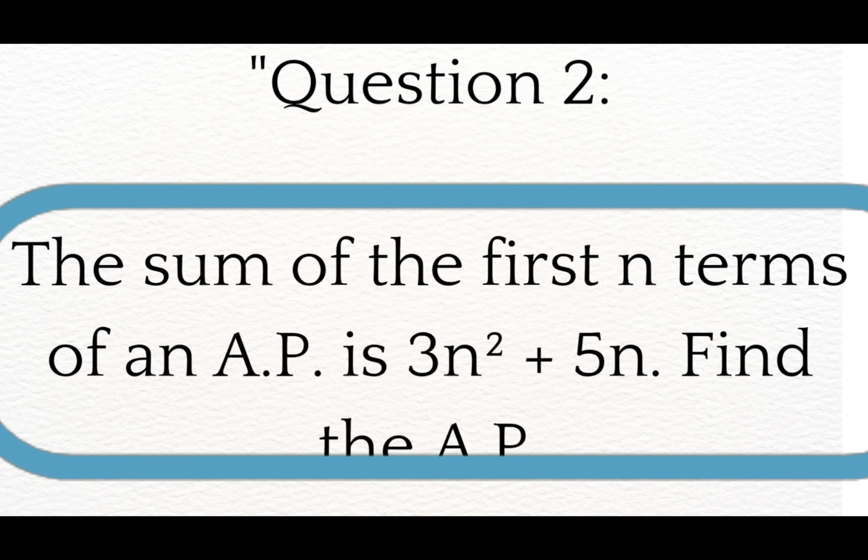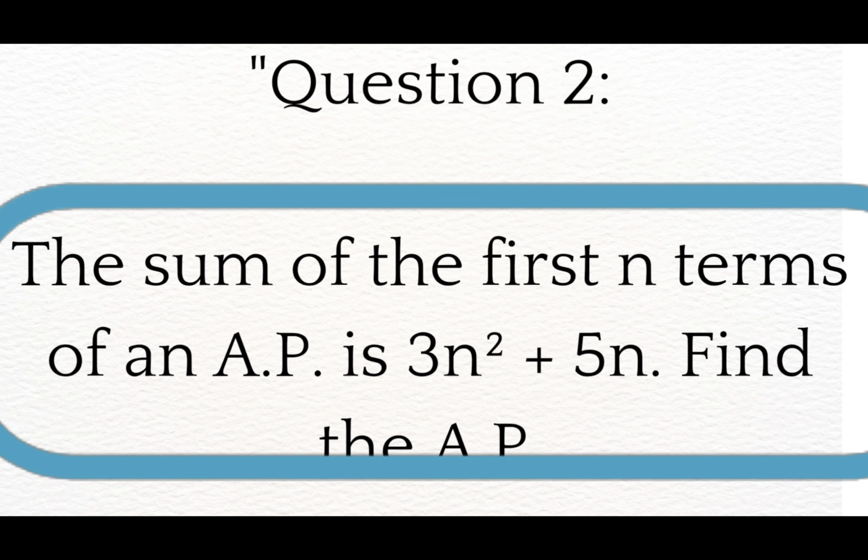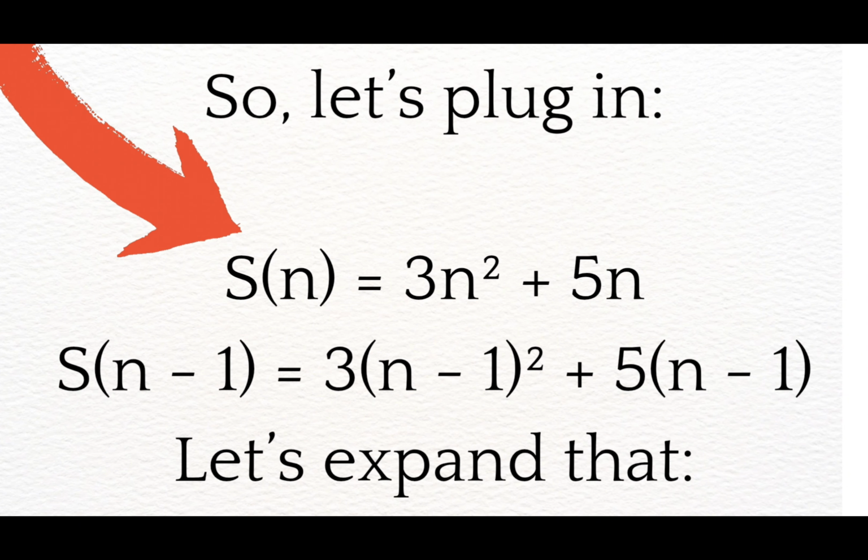Step 1. Understand the formula. We're told the sum of the first n terms equals 3n² + 5n. This is our starting point, the information we need to unravel the arithmetic progression hiding within. We know the formula for the nth term is Tn = Sn - S(n-1). This formula is super powerful. It connects the sum of terms to individual terms. So, let's plug in Sn = 3n² + 5n, S(n-1) = 3(n-1)² + 5(n-1).